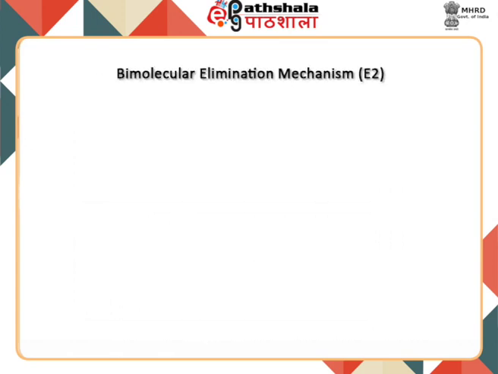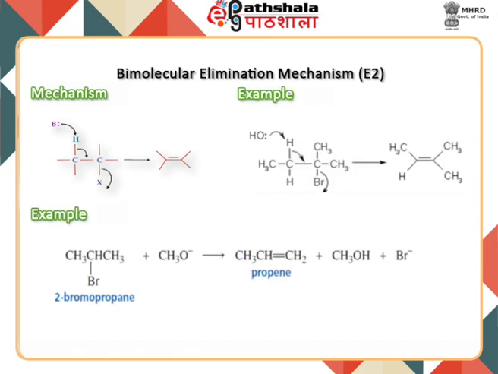In the bimolecular elimination mechanism, E2, a base abstracts a proton from a carbon adjacent to the carbon attached to the leaving group. The electron pair left on the carbon forces the leaving group to leave and create a double bond. All this occurs simultaneously in this mechanism. An example of the bimolecular elimination mechanism E2 is the base-induced elimination of hydrogen halide from an alkyl halide.